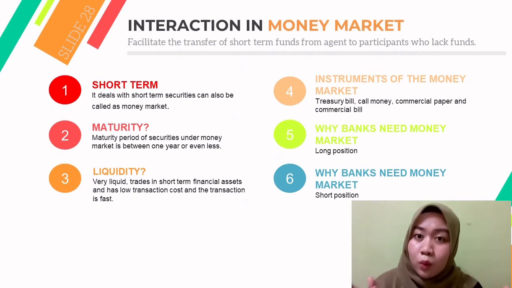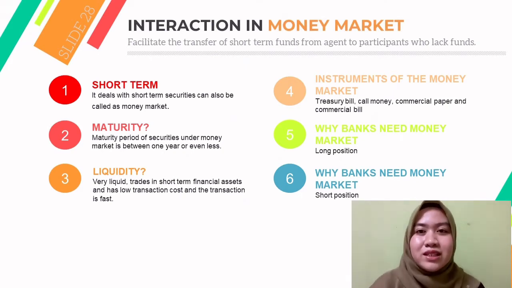So, why does a bank need the money market? In a long position, it will lend out to other banks in a deficit position, and they will invest in financial instruments. The bank will initiate the repo transaction, and the banks will buy the short-term market instruments.